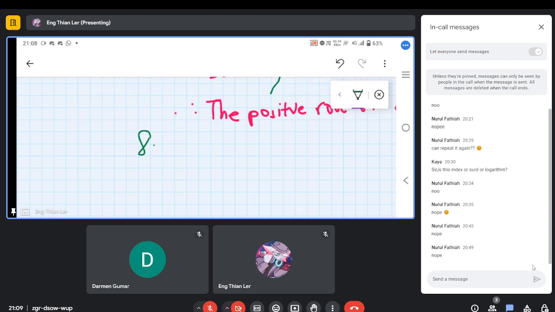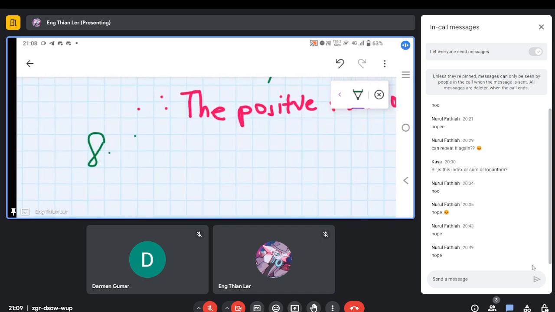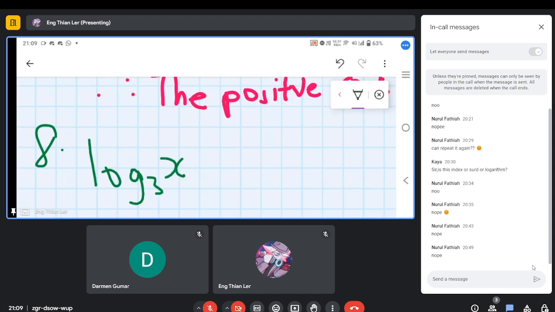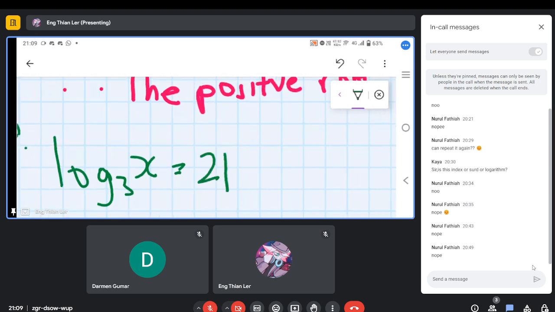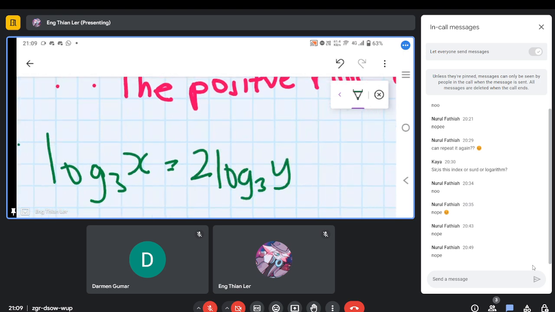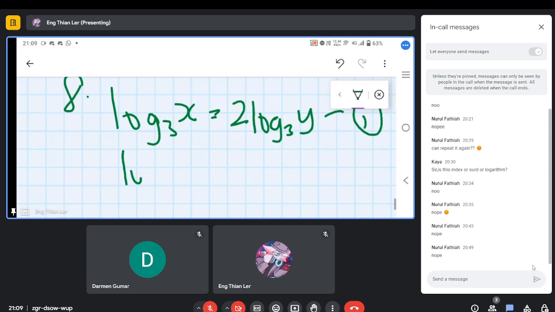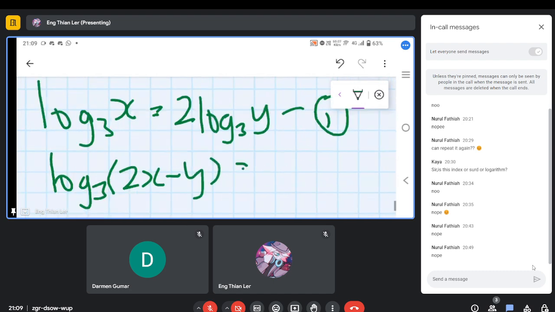Number 8 is about two simultaneous log equations. For the first equation, we have log x base 3 equal to 2 log y base 3. This is the first equation. For the second, log of 2x minus y base 3 is equal to 1. This will be our second.